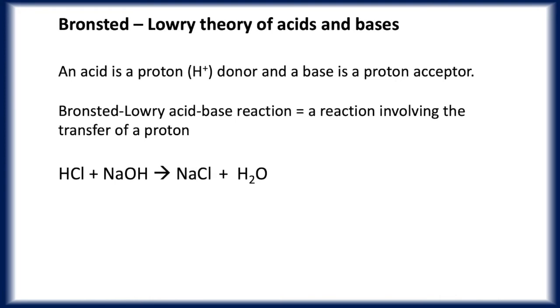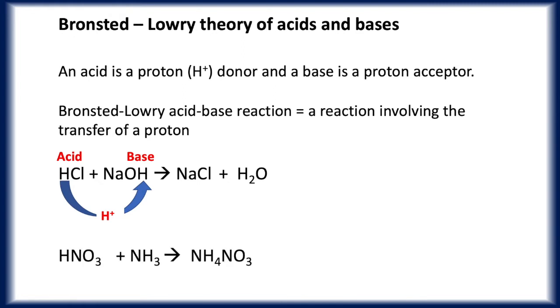So here's an example. We've got hydrochloric acid and sodium hydroxide becoming sodium chloride and water. And you can see that H plus has been transferred from HCl, which is our acid, to NaOH, which is our base, to give us water. And we have nitric acid and ammonia here, forming ammonium nitrate. And again, H plus has been transferred from HNO3 to the base, ammonia, to form the ammonium ion.